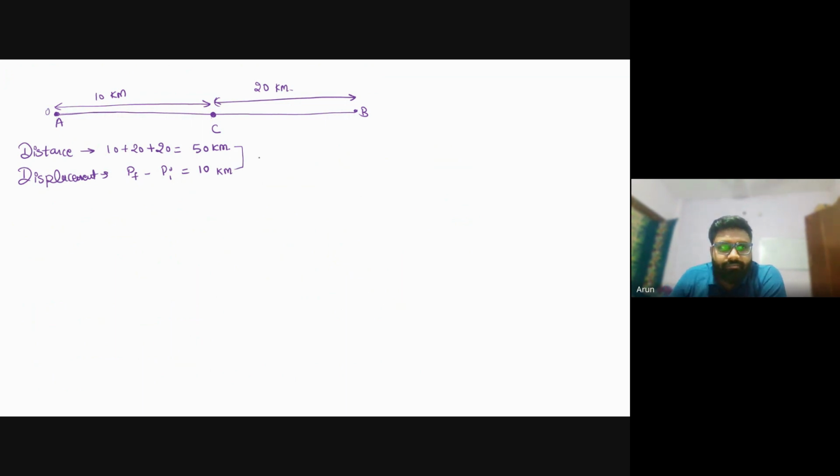Now, if I talk about this particular object having shifted its position to this point D, which overlaps with A, which means it goes from A to B, moves back to C, and then moves back to A itself. Now, what is the distance in the second case? Tell me, all of you.